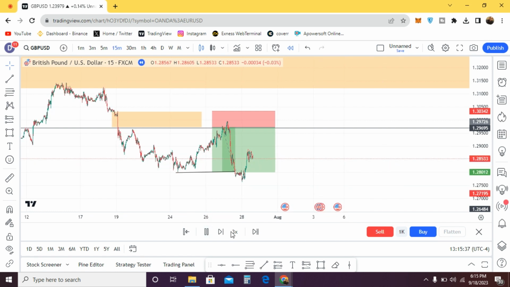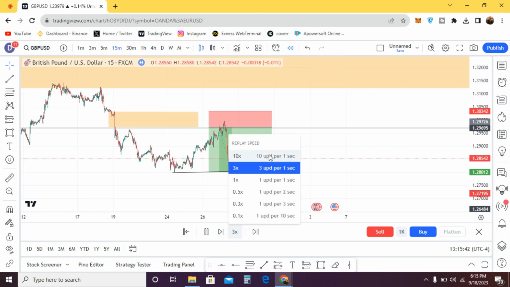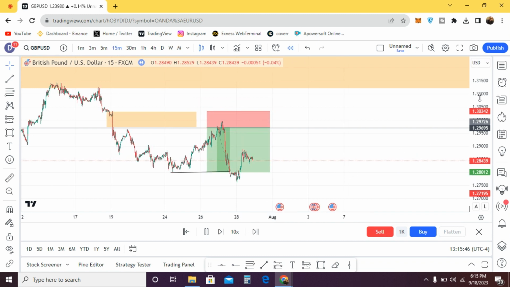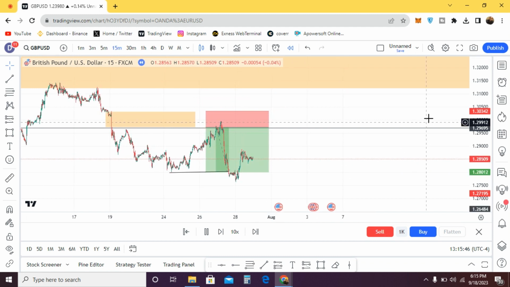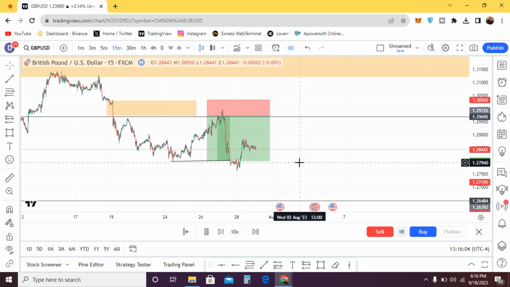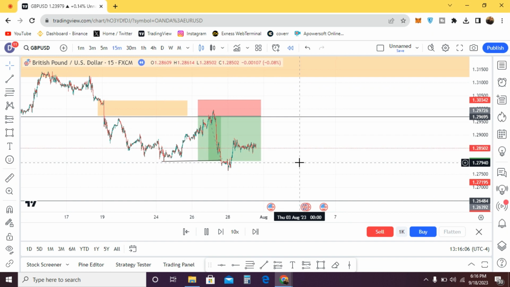I think this is a bit slow. Let me change it to 10x so I don't waste your time that much. Let's just see how the market plays out and where we could get another entry. I don't know why this thing is slow, I changed it to 10x, but it's still slow. Okay, I think it's the market.